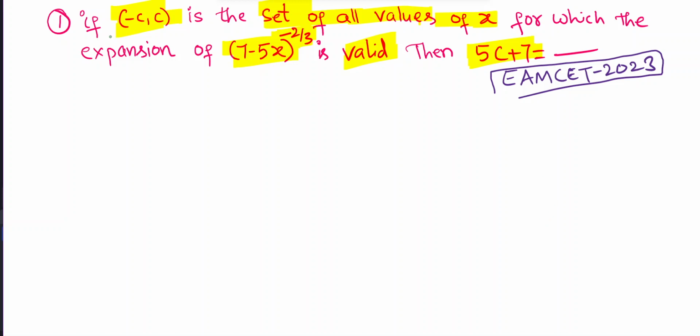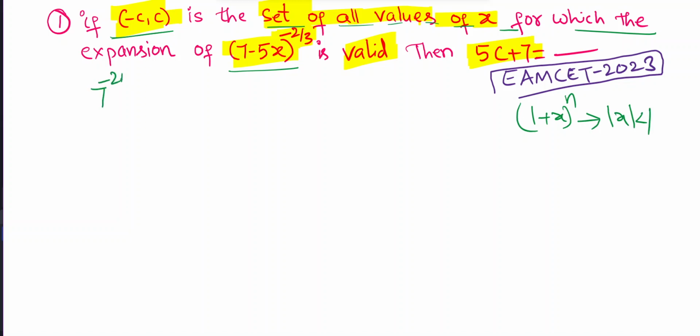If (-c, c) is the set of all values of x for which the expansion of (7 - 5x)^(-2/3) is valid. We know the formula (1 + x)^n, this expansion is valid for |x| < 1. So take 7 common in this expansion, that is 7^(-2/3) into (1 - (5/7)x)^(-2/3). This expansion is valid. Here |(-5/7)x| < 1.